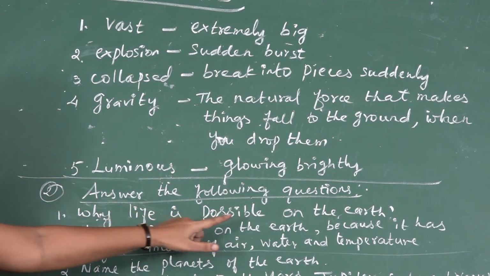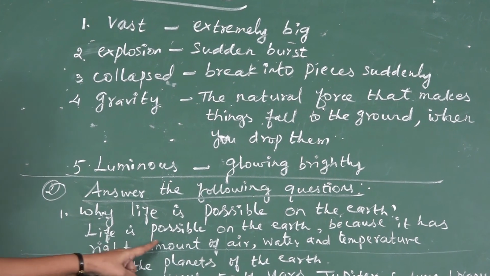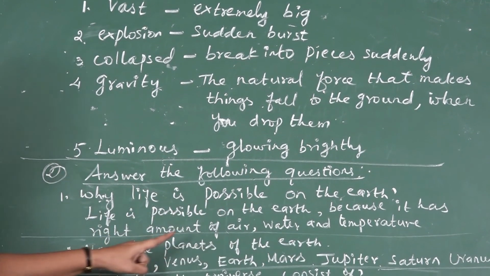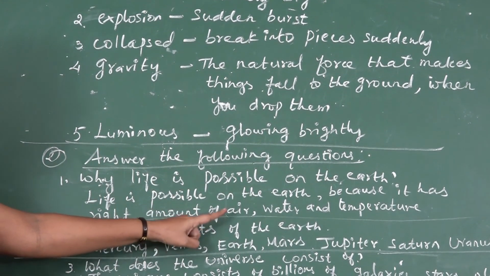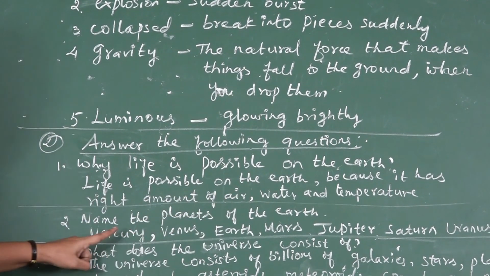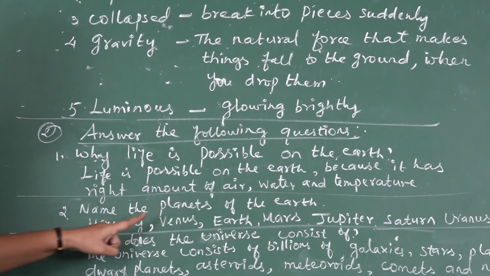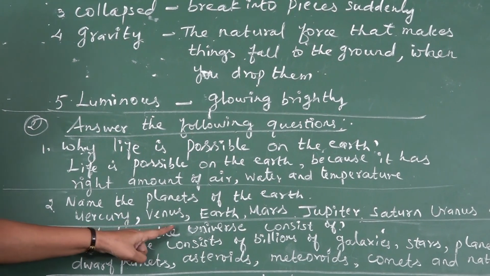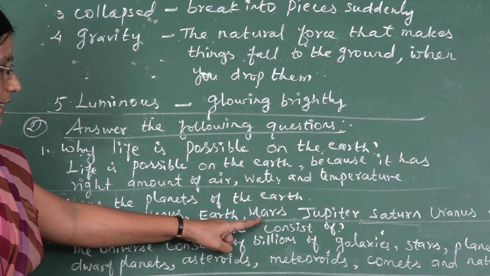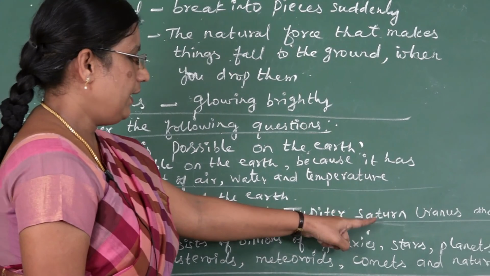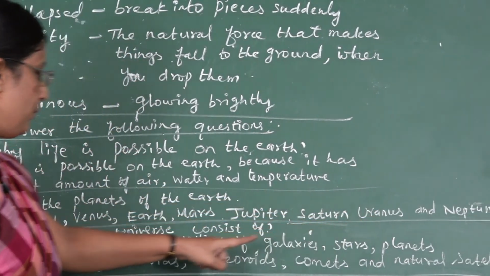So answer the following questions. Why is life possible on the earth? Life is possible on the earth because it has the right amount of air, water and temperature. Name the planets of the solar system. Mercury, Venus, Earth, Mars, Jupiter, Saturn, Uranus and Neptune.